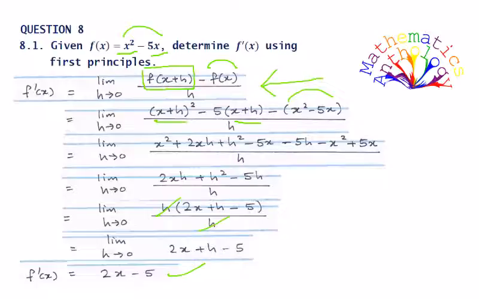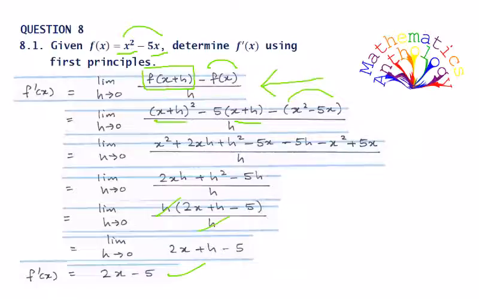Put your like terms together, you'll end up with the limit as h approaches 0 of 2hx plus h squared minus 5h all over h. Now you can pull out your common factor of h. You'll end up with h into 2x plus h minus 5 all over h. Cancel off your h's. That equals the limit as h approaches 0 of 2x plus h minus 5.